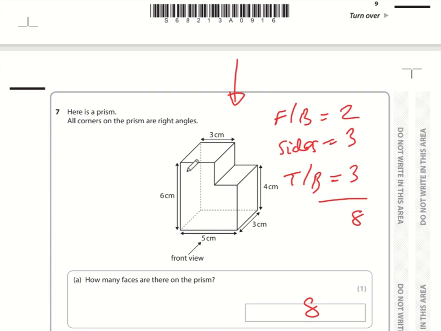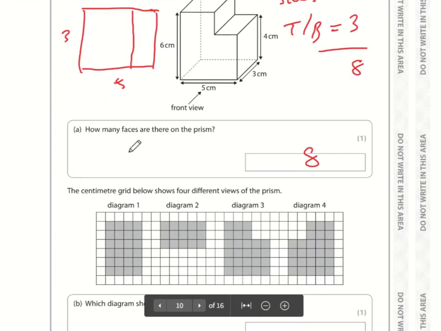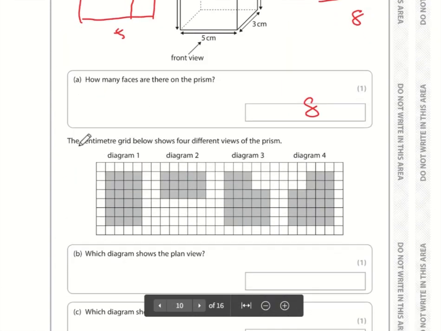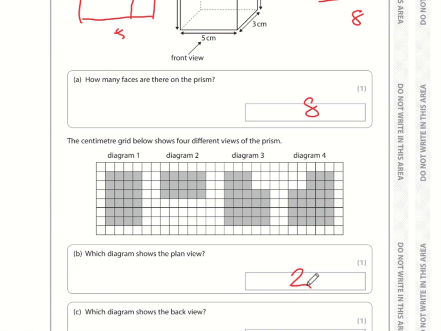So that will be a 3 by 3 with a whatever. This is going to be a 2 by 3. In other words, we're just going to see a 5 by 3. Okay, so from above, it's going to be 3 by 5, and this line here would be here, but if we're shading it all in, we're not going to see that line. So we're looking for a rectangle that is 5 by 3, so that is diagram 2.